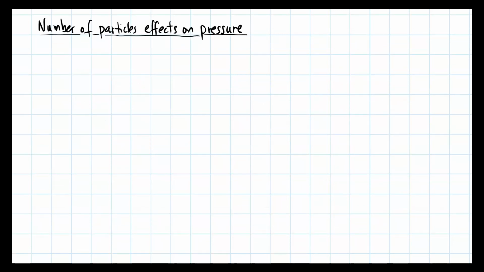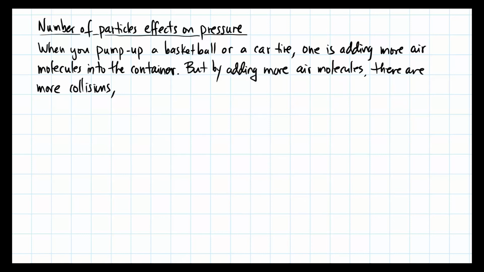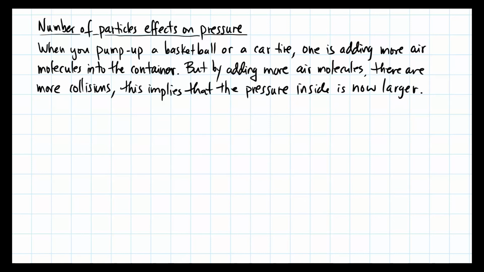Number of particle effects on pressure. When you pump up a basketball or you add air to a car tire, one is adding more air molecules into the container. But by adding more air molecules, there are more collisions. This implies that the pressure inside is now larger. And that's how you can feel that the tire is stiffer or the basketball bounces more, because the pressure is higher inside that object.